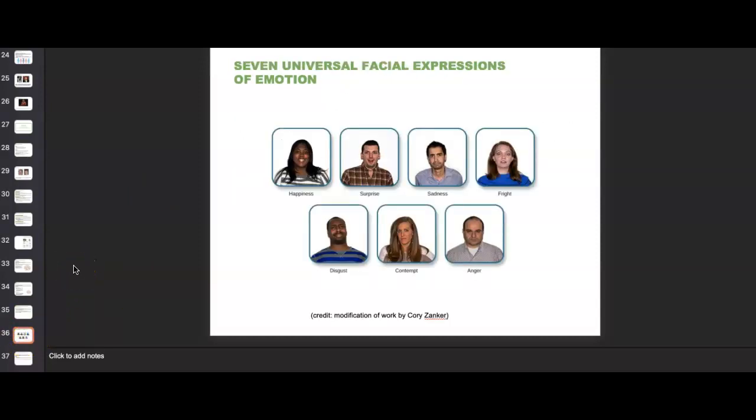These are the 7 universal facial expressions of emotions. You've got happiness, surprise, sadness, fright, disgust, contempt, and anger.